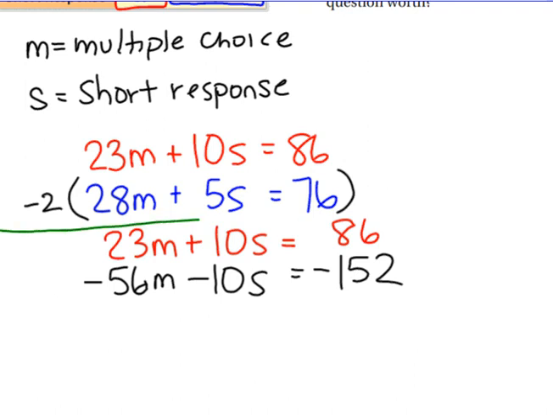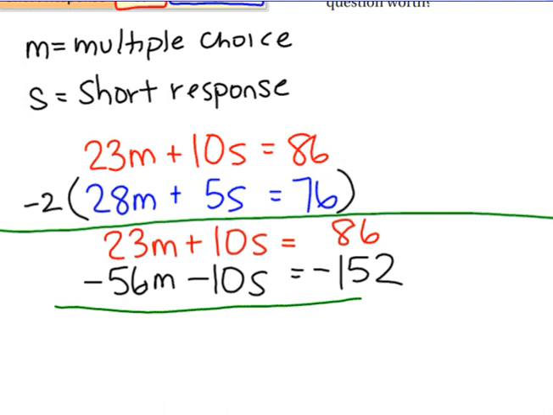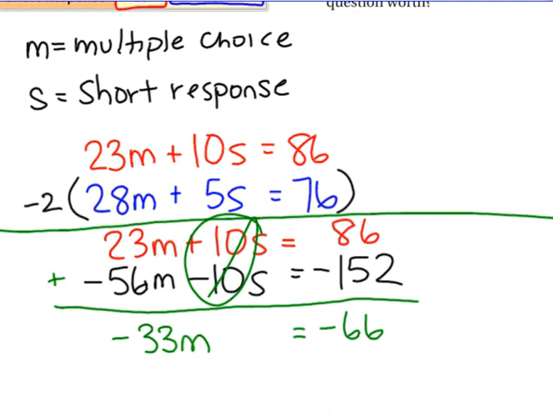Okay, so two separate parts. Now I can go ahead and add these two equations together. This is going to give me negative 33m, these are zero pairs, equals negative 66. So we'll go ahead, divide both sides by negative 33, and that tells us that each multiple choice question was worth 2 points.